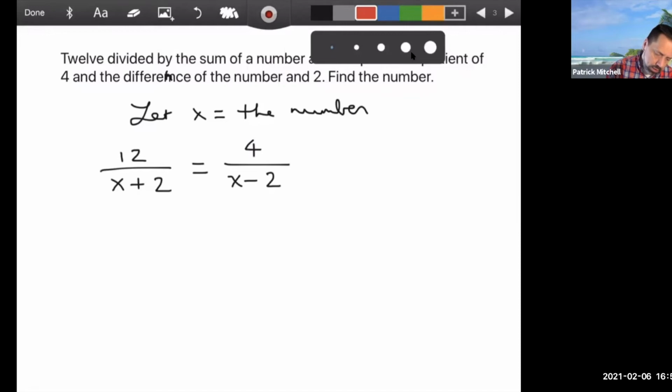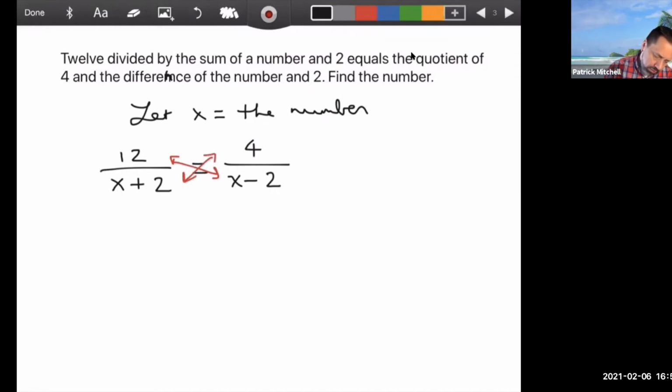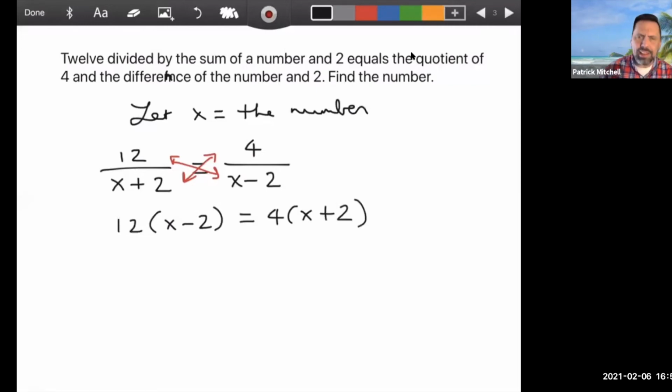Once again, we will cross multiply, which gives us 12 times x minus 2 equals 4 times x plus 2. This is a lot like that very first example we did. You should pause the video and try to finish this one off. When you come back, I'm going to do it really fast, okay?